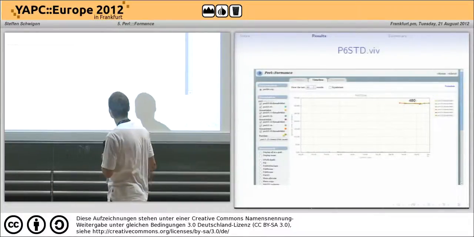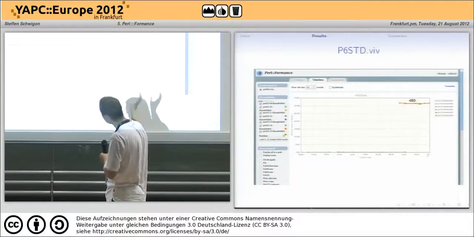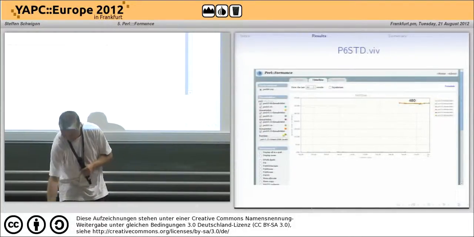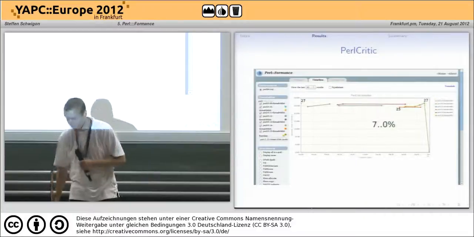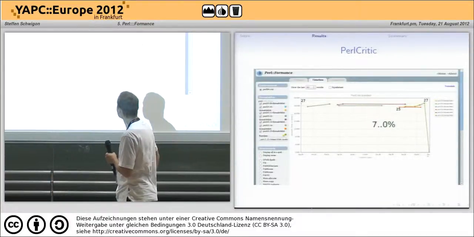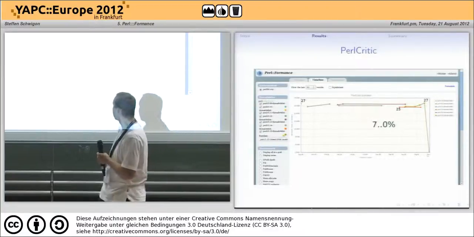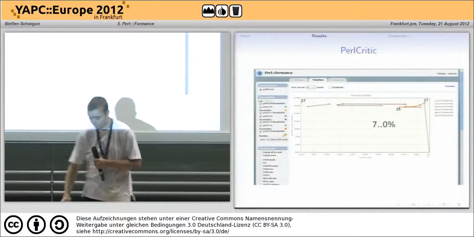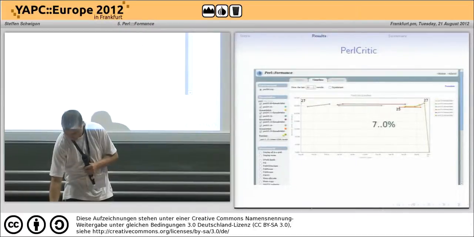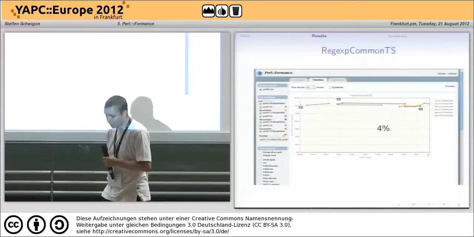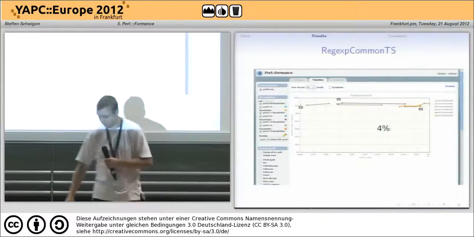This is an interesting workload because the Perl 5 toolchain around the Perl 6 tools just takes a lot of time always. We can't do anything about it. PerlCritic used to get faster and during 5.15 got worse again. So the speedup is lost. Running the regex comment test suite improved by 4%.